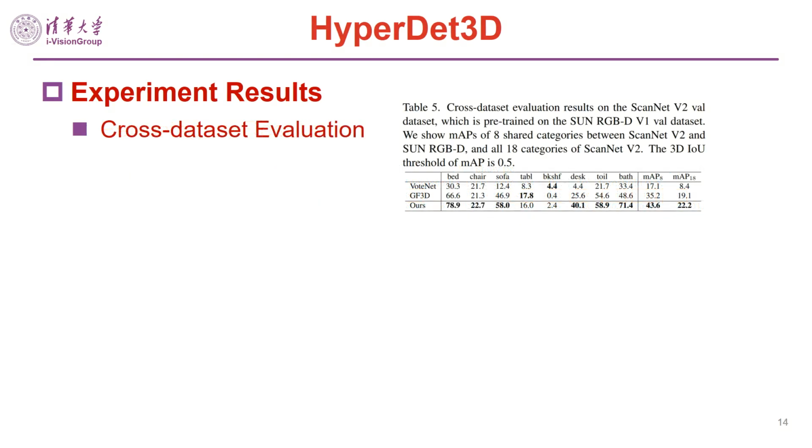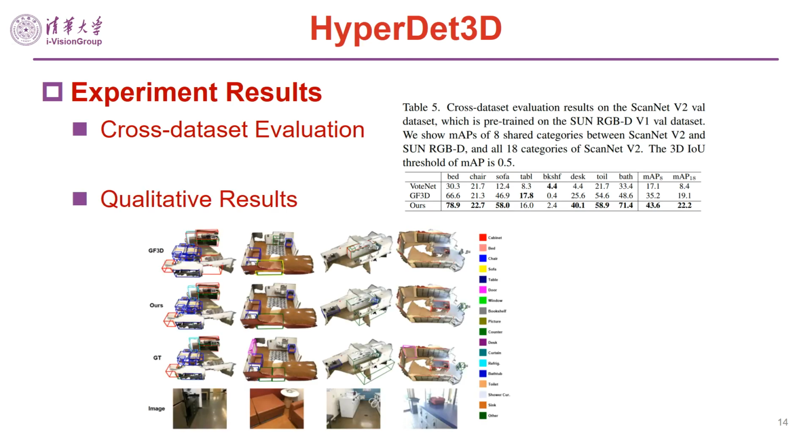We also conduct cross-dataset evaluation. We trained the model on the SunRGBD dataset and evaluated on the ScanNet dataset. HyperDet3D demonstrates better performance than representative object-based and relation-based methods, in terms of both the 8 shared categories and the 18 ScanNet categories. The qualitative results demonstrate that the scene prior knowledge helps to eliminate the ambiguity in 3D object detection.